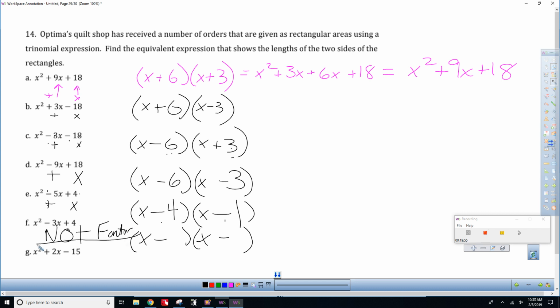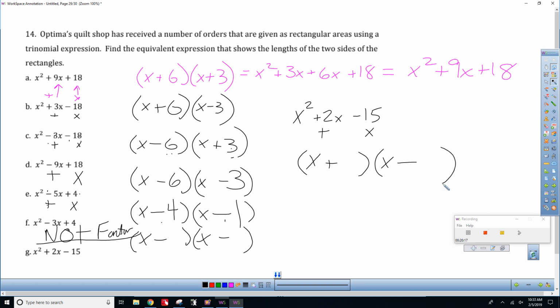Let's do G over here. So x squared plus 2x minus 15. We're looking for two numbers that multiply to be negative 15 and add to be positive 2. That means we have a plus and a minus. What numbers multiply to be 15? Plus 5 and negative.